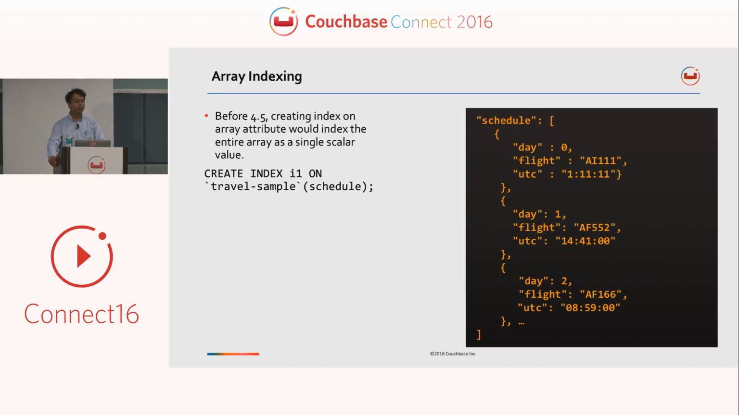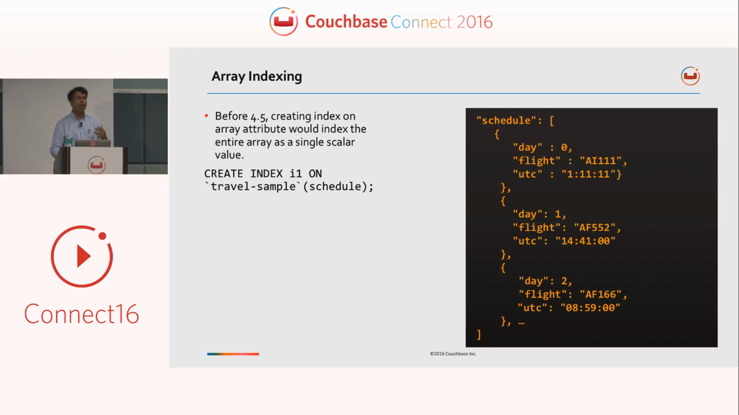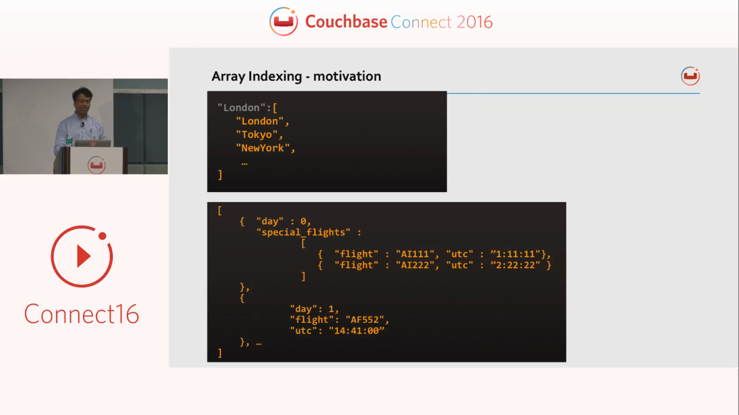Before Couchbase 4.5, you could only index the whole array object, right? Yes, we stored the whole array object, but for any comparison, for any predicate, you had to specify the whole array object. That's not so useful, right? If you have indexed the whole array, you want to be able to find the documents within which have a particular flight number, particular day, particular times, and so forth. Okay, so let's take some examples.